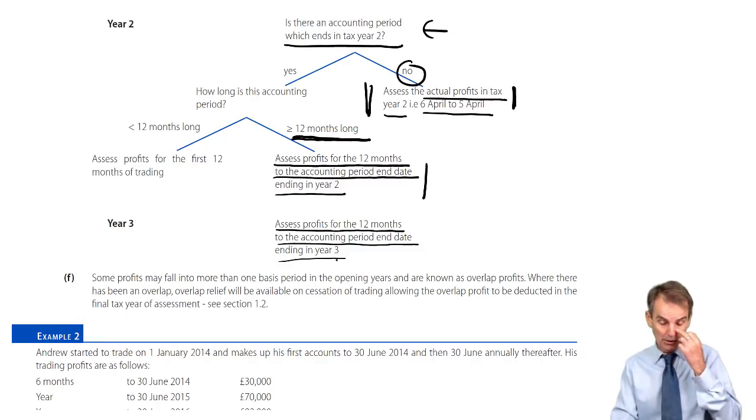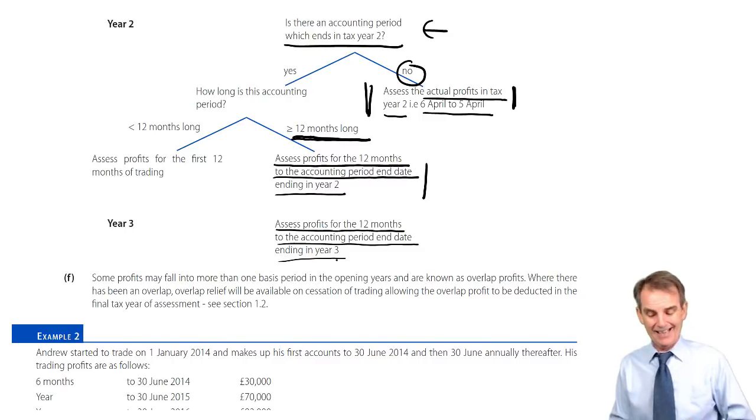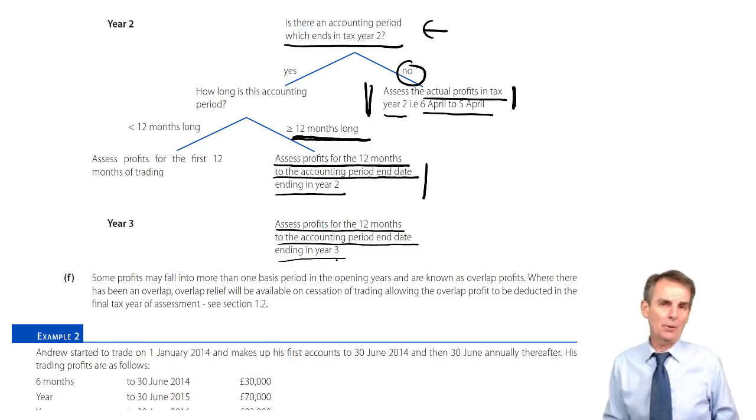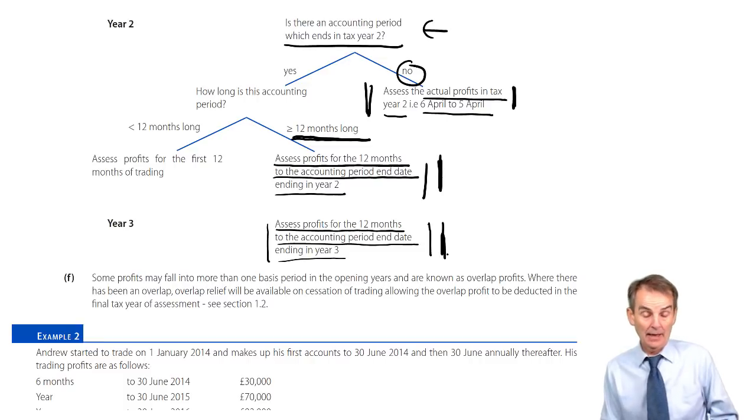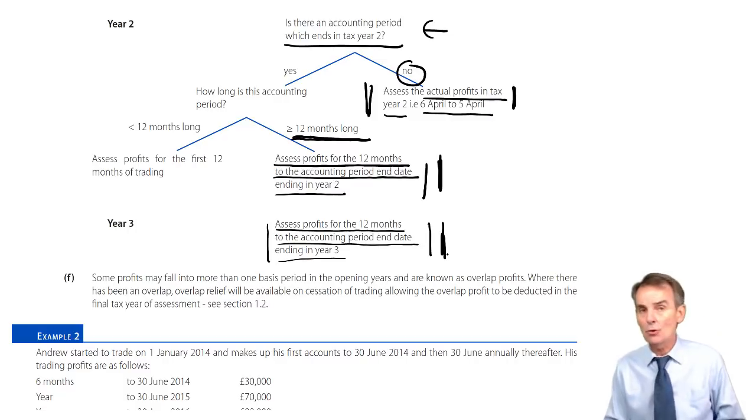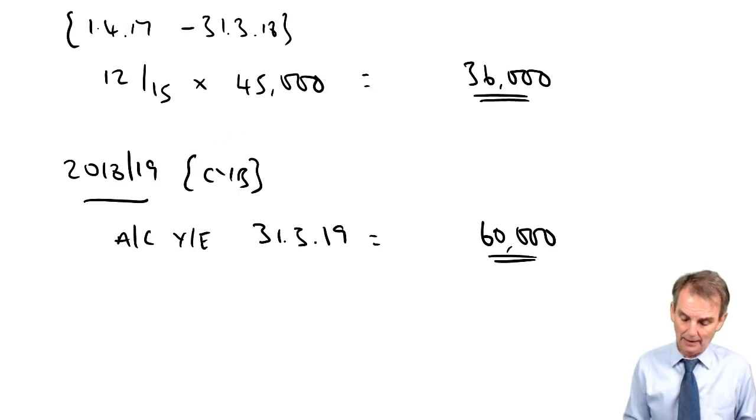What you'll now discover in this circumstance is, just like what happened in the previous example a moment ago, that in the second tax year you had a long opening period that ended in that year. Now you'll have a long opening period that ends not in the second, but in the third year. And we'll do exactly the same as we did then, assess the profits for the 12 months to the accounting period end date, ending in that year, this time year 3. So what would have happened in the second year is now happening here in the third year. It means, as we made mention of earlier, that we're going to have to wait all the way through to the fourth tax year before we are able to use current year basis. Okay, let's see how that plays out therefore with a little example.